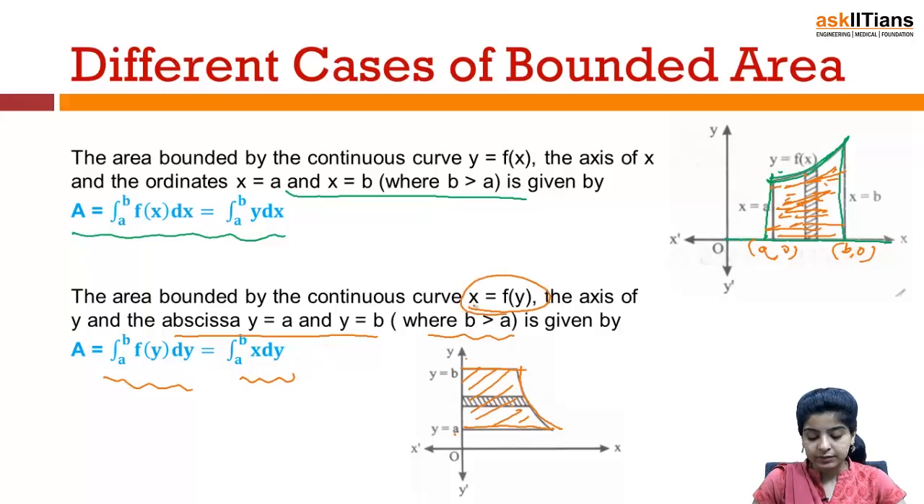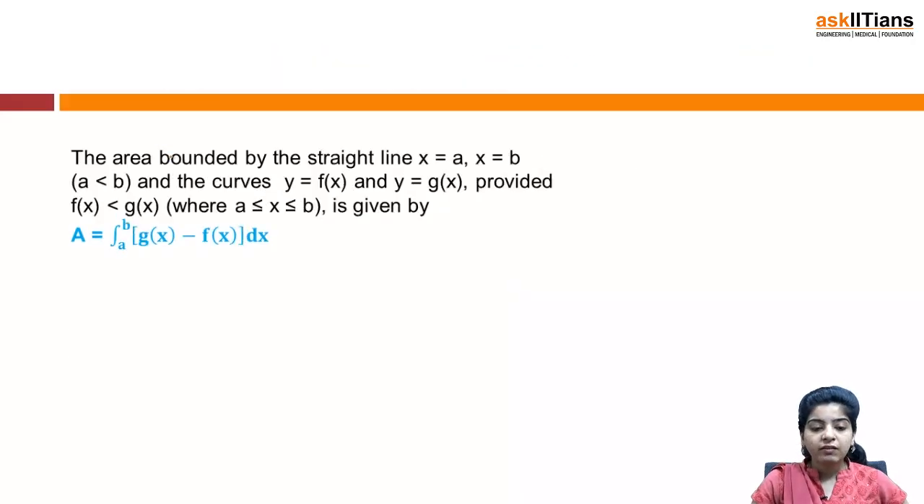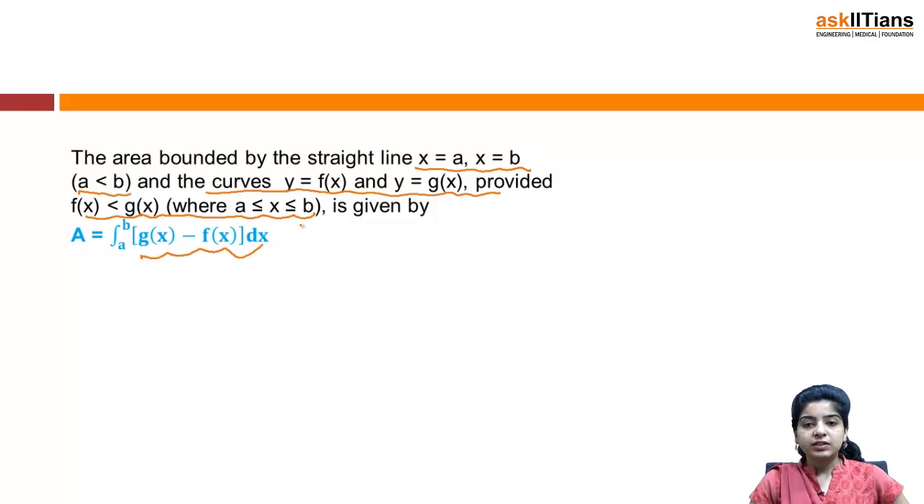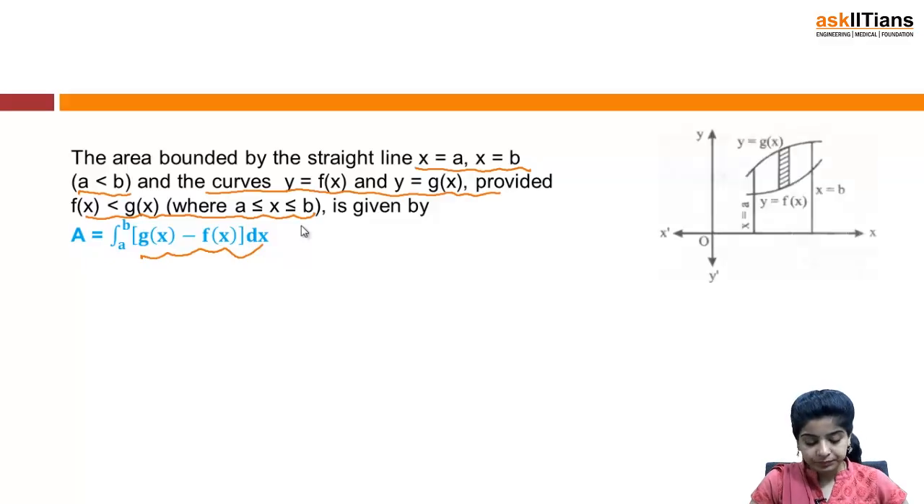The next case that we have is the area bounded by the straight lines x equal to a, x equal to b, where a is less than b, and the curves y equal to f(x) and y equal to g(x), provided f(x) is less than g(x), where x lies between a and b, is given by A equal to integral a to b of g(x) minus f(x) dx. Now how do you get this?